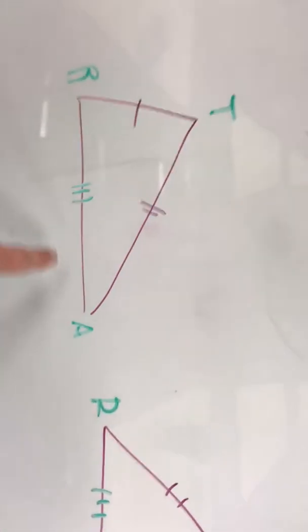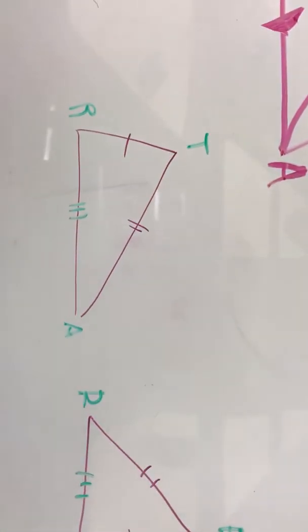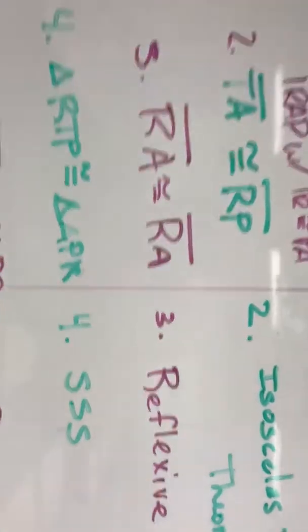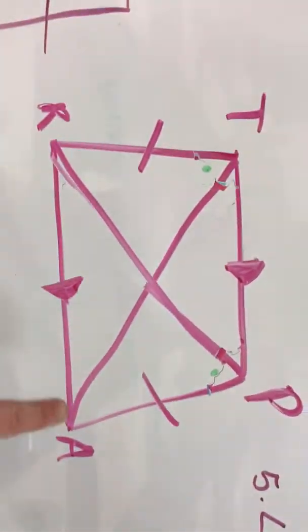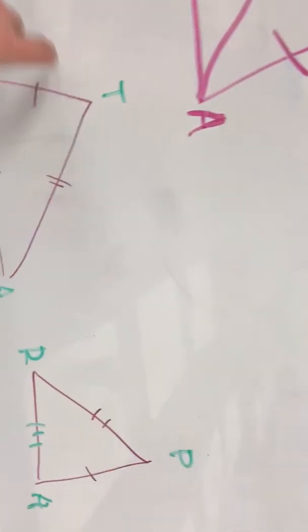Number 3, the third side of these two triangles that's not marked yet, RA and RA. I know RA and RA are congruent because of the reflexive property. So if I look at the big shape, RA is congruent to RA because it's the same line, so the reflexive property.